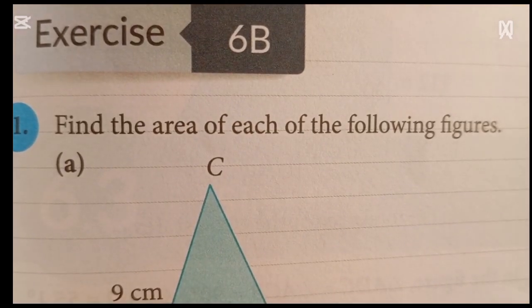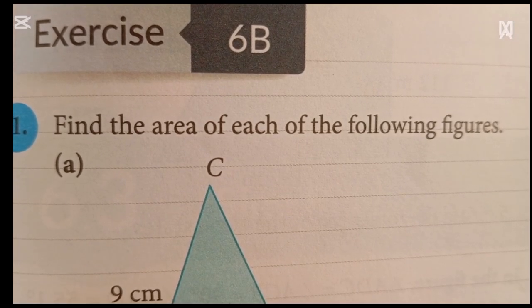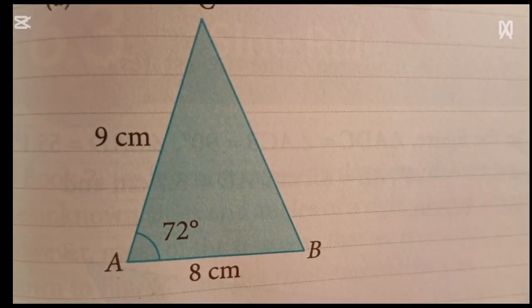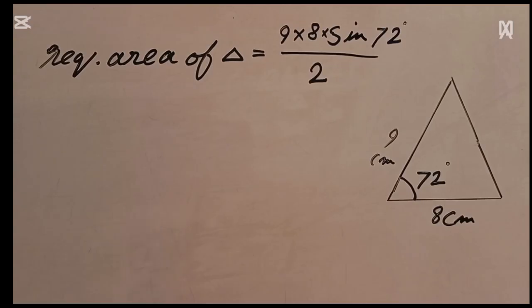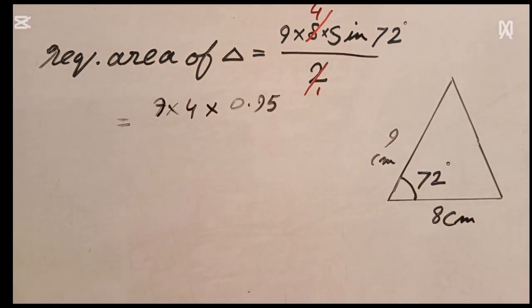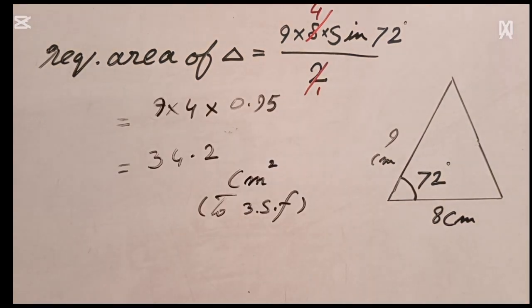Exercise 6B, question number 1. Find the area of each of the following figures. We solve part 1 first. This is the figure in part A. We are going to find out its area using the formula. Using the formula for area of the triangle, 9 multiplied by 8 multiplied by sine of the angle between them, which was 72 degrees, divided by 2, which results in 34.2 centimeters square, correct to 3 significant figures.